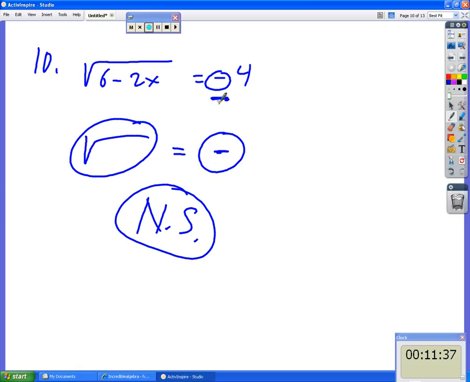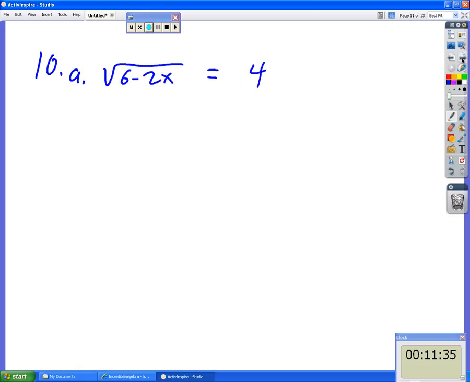Now I'm going to do another problem to be on the safe side. Here's a problem that does not have a negative. It has a positive in front of the 4, which we can do. And the way we do it is we want to get rid of the square root on the left side, so we square the left side and the right side.